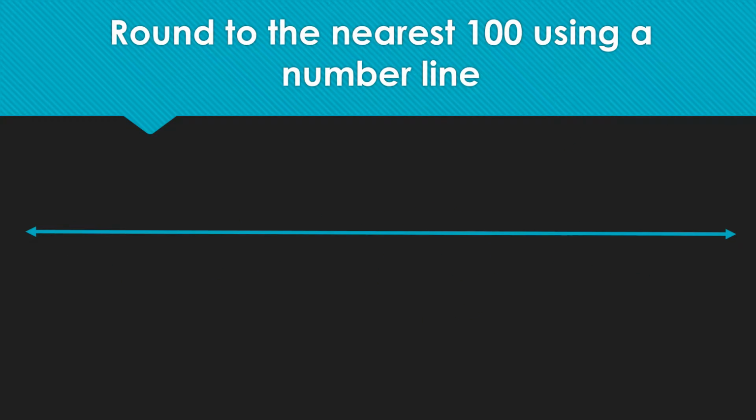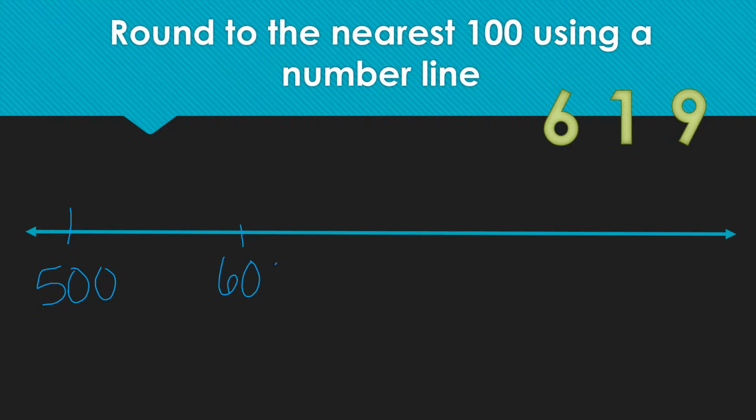Let's try that again with a different number. This time we're going to round 619. I'm going to start off at 500. Counting by hundreds, my next 100 would be 600, 700, 800. So we have to figure out where 619 is on our number line. Well, 650 would be about here, so you know that 619 would be about there. So looking at which 100 619 is closest to, our answer would be 600. So 619 rounded to the nearest 100 is 600.